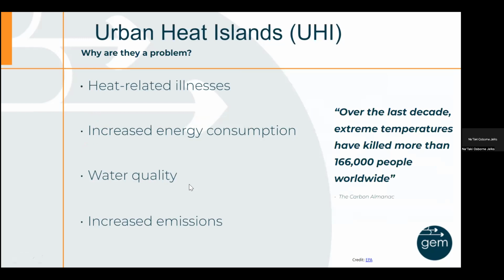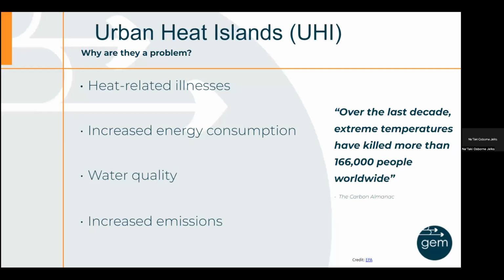So why are they a problem? There's a lot of different impacts when it comes to urban heat islands. So heat-related illnesses, if I might just read this quote that I have on this slide. Over the last decade, extreme temperatures have killed more than 166,000 people worldwide. So let's take a second to take that in here. Heat-related illnesses are a really big deal. They're a huge impact from the urban heat island effect, not just deaths, but heat cramps, heat exhaustion, heat stroke, just general discomfort. So this is one really large impact.